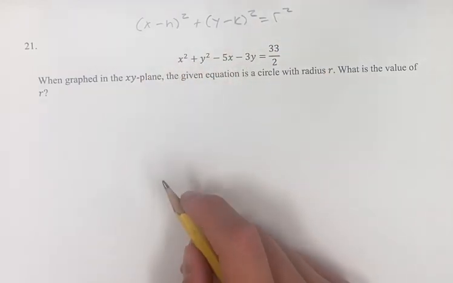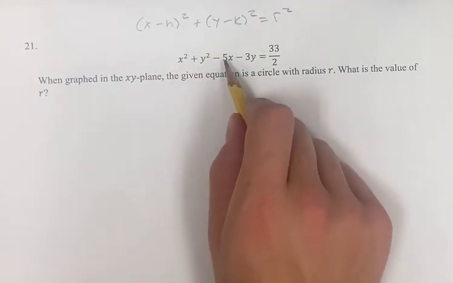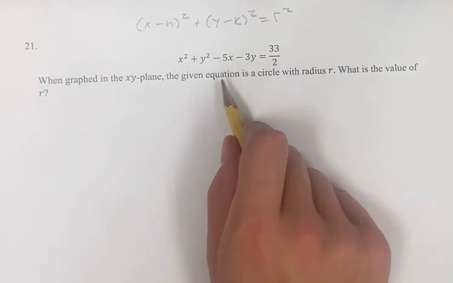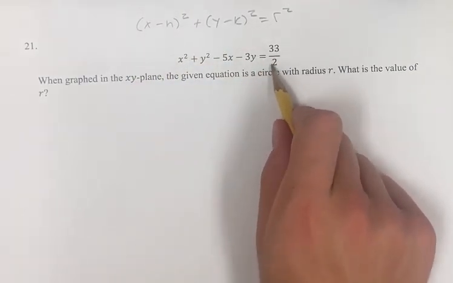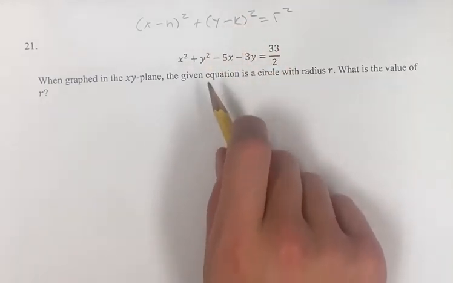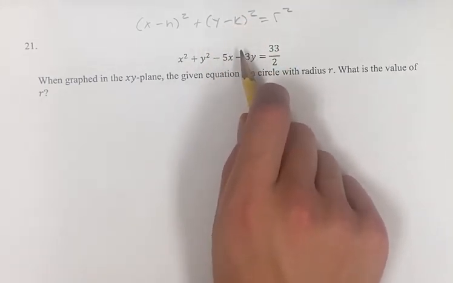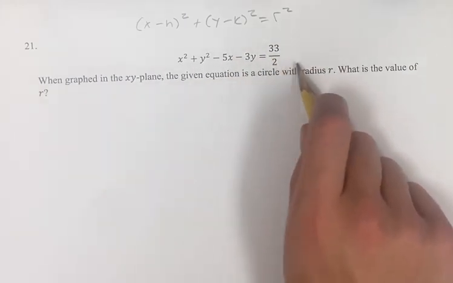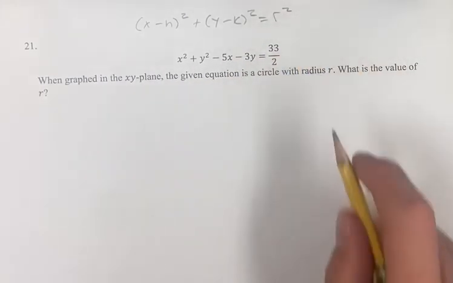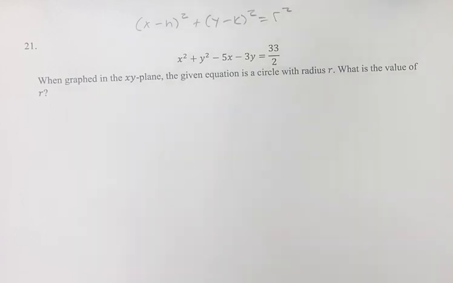Well, we have to complete the square. So we have x squared minus 5x plus some constant is going to give us this. y squared minus 3y plus some constant is going to give us this. And if we add the constants that we added over here to this side, both sides are going to stay equal. And then whatever this value is over here, that's going to be equal to r squared, which is going to allow us to find r.